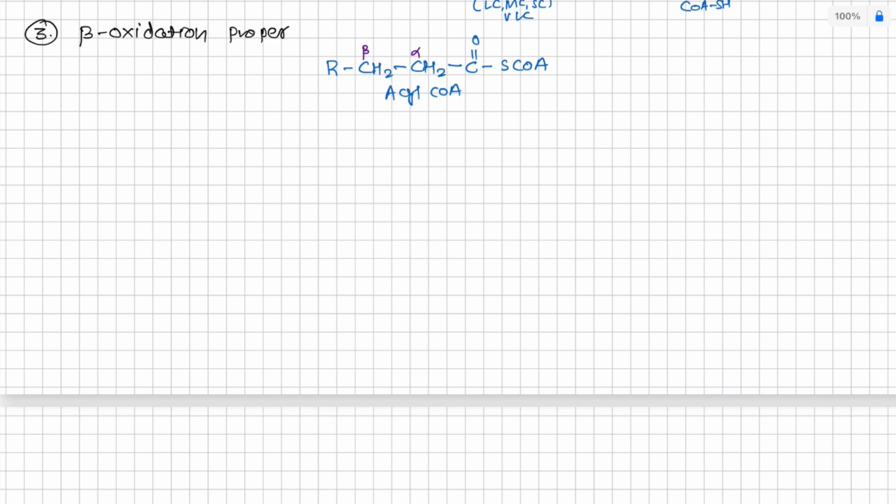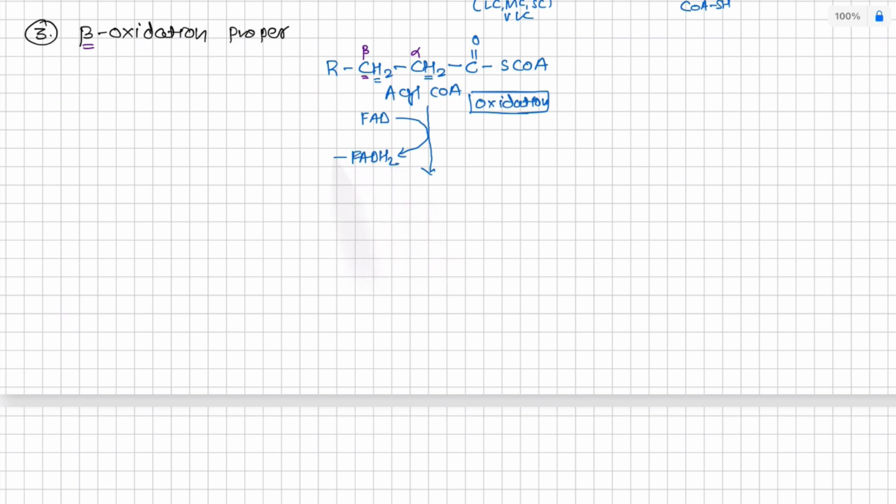Now what are we describing? We are describing beta oxidation. So this is the main carbon target for the oxidation. In the first reaction itself, oxidation takes place. In this oxidation step, one hydrogen from the beta carbon and one hydrogen from the alpha carbon is lost to the FAD coenzyme. So FAD comes and takes away two hydrogens, and FAD gets converted to FADH2.